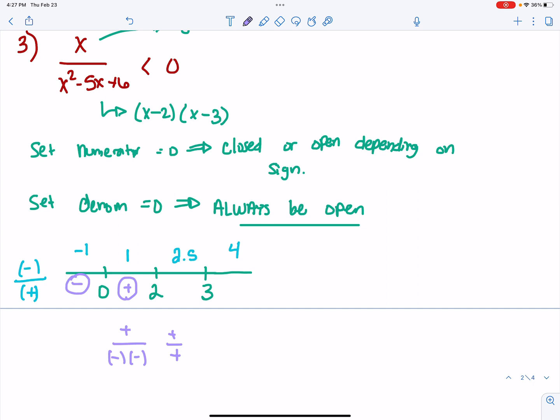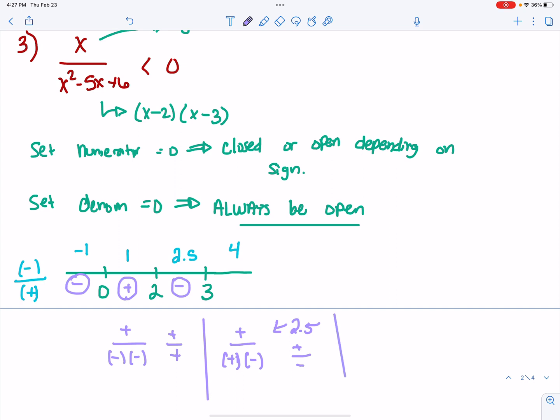We're going to do the same thing with 2.5. So we know on top it's going to be positive. 2.5 minus 2 is going to be a positive 0.5. And then 2.5 minus 3 is going to be negative. A positive times a negative is a negative at the bottom. And then we have a positive over a negative, which means that it's negative.